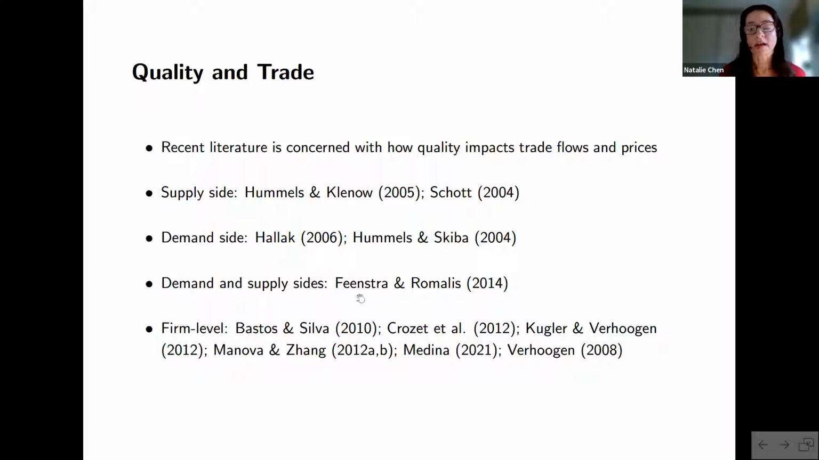On the demand and supply sides, Fieler and Romalis provide a similar result in the sense that richer countries tend to both export and import higher quality goods. Then more recently, a number of papers have looked at how quality relates to the performance of exporting firms using firm level data. Some of those papers focus on trade flows, while others also look at trade prices. For instance, the paper by Bastos and Silva, Crozet and co-authors, or also Manova and Zhang. So there's an interest both in trade flows, but also in trade prices.